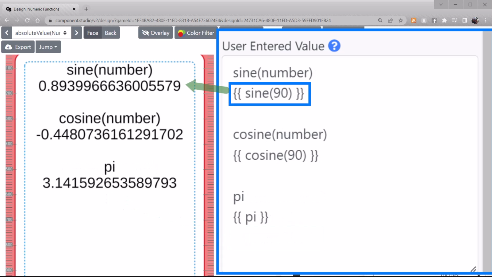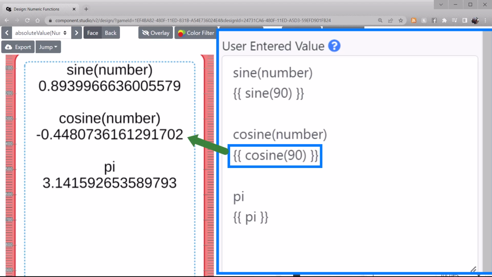Sine returns the sine of the designated number, and cosine returns the number's cosine. These are advanced mathematical concepts that refer to ratios of the sides in a triangle.